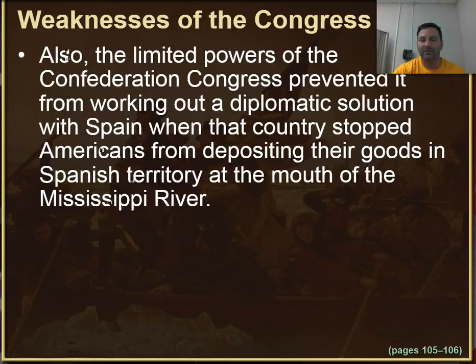Also, the limited powers of the Confederation Congress prevented it from working out a diplomatic solution with Spain when that country stopped Americans from depositing their goods in Spanish territory at the mouth of the Mississippi River.